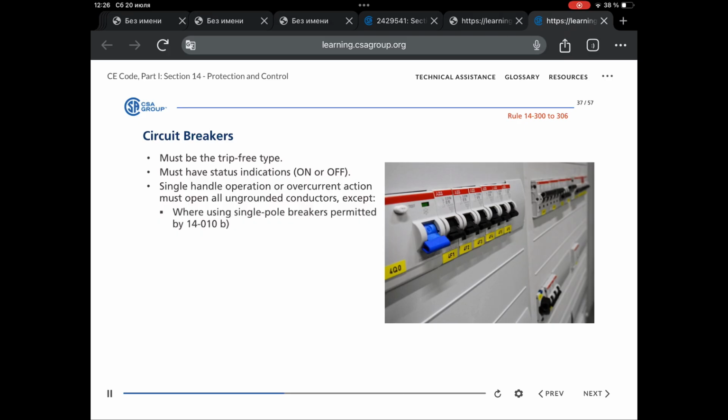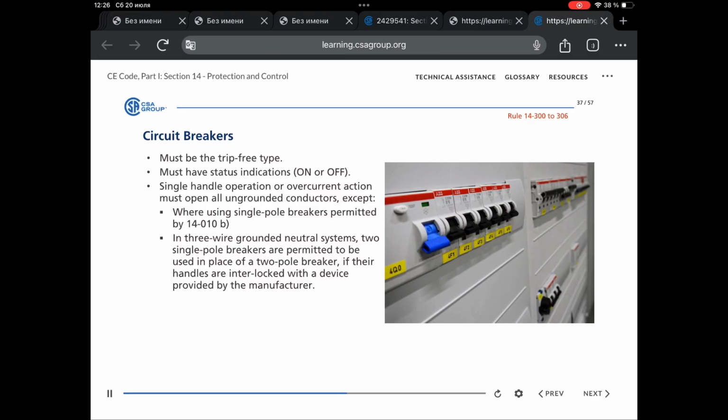The first is where single-pole breakers are used, as permitted by 14-010B. This rule permits a multi-wire branch circuit feeding lighting and receptacle loads to be protected by single-pole overcurrent devices, even though they share a common neutral conductor. The second exception is for three-wire grounded neutral systems, where two single-pole breakers are used in place of a two-pole breaker. This is permitted as long as the handles are tied together with a manufacturer-provided tie device, ensuring that both breakers operate at the same time.